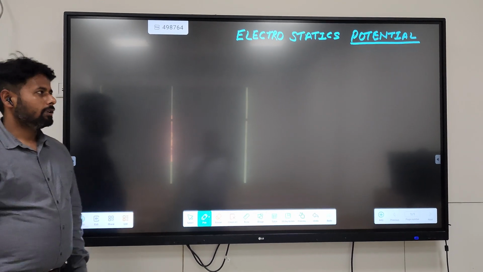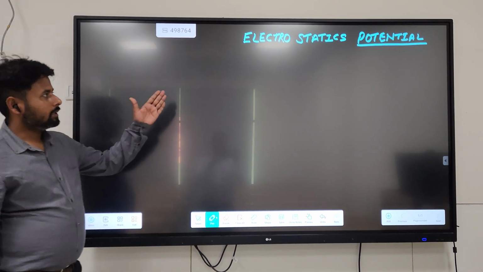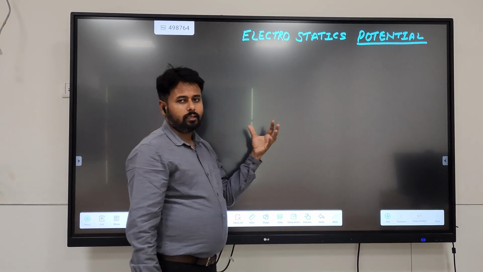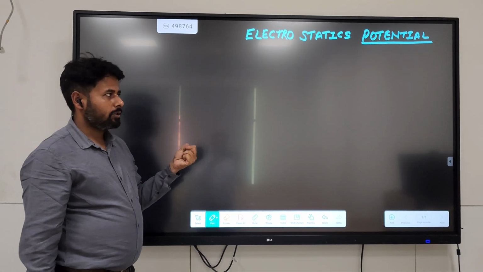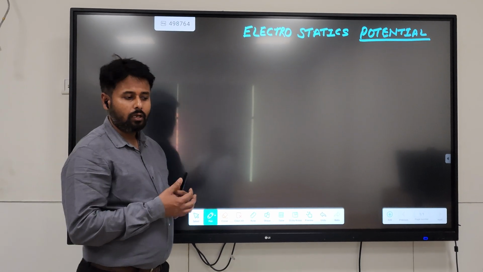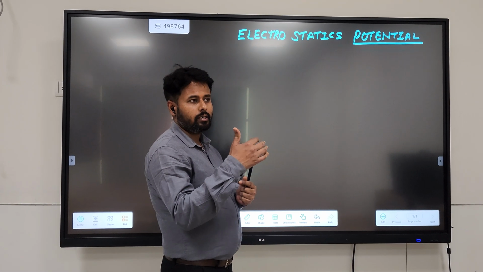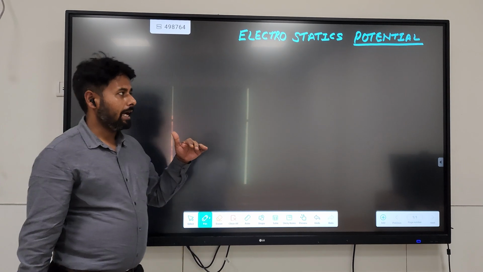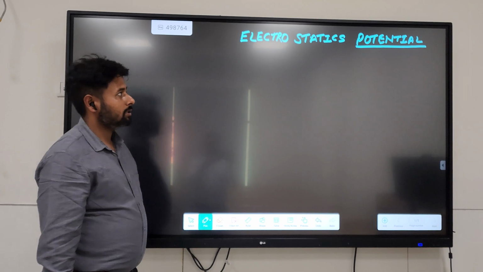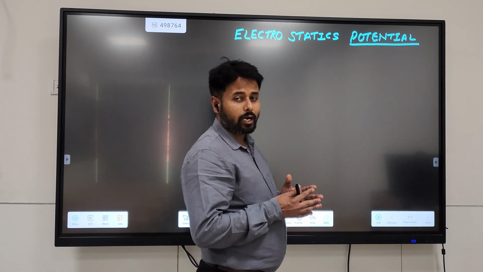Hello students, today we are going to discuss electrostatic potential. Potential energy in gravitation is the energy because of the position of an object, and there you learn that the potential energy is equal to mgh at the height h. But here we are going to discuss the potential energy because of a charge system.